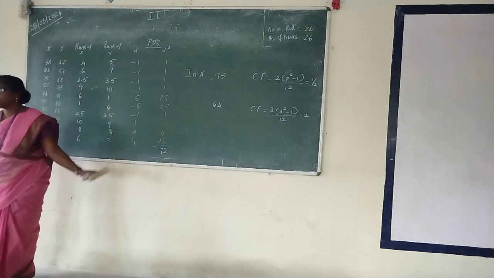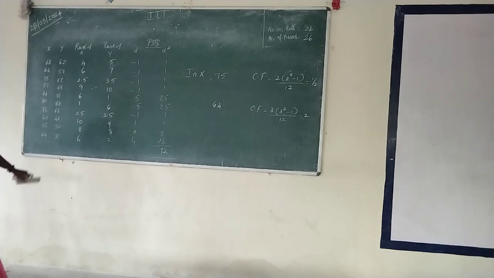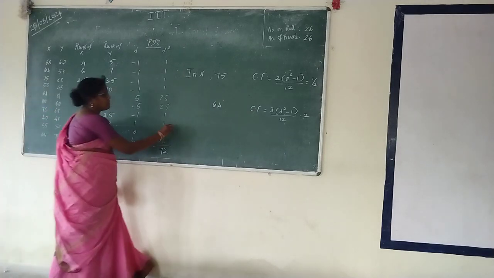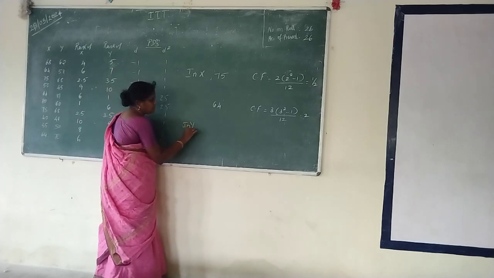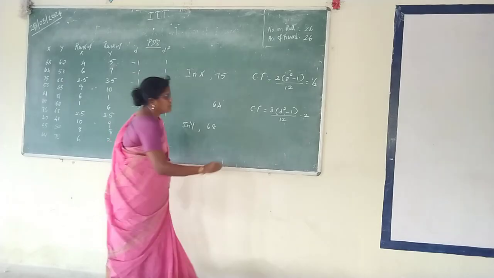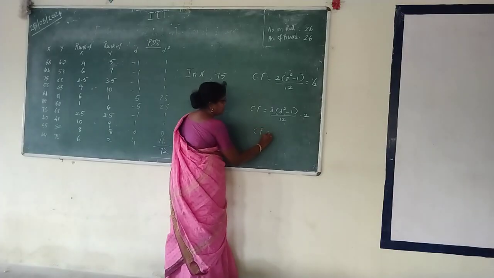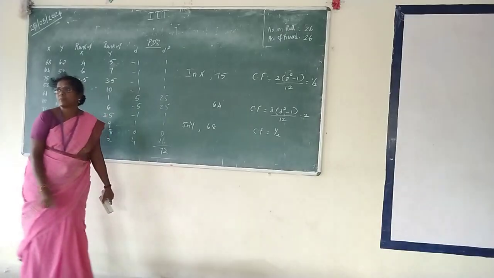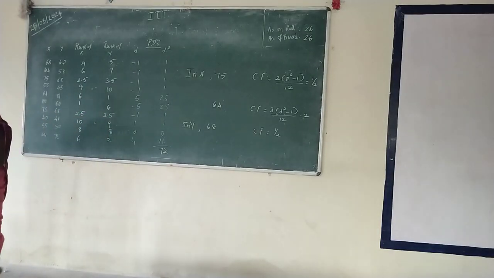In y, what is the repeated value? 68. How many times is it repeated? 2 times. So write, in y, 68 is repeated twice. So what will be the correction factor now? 1 by 2. Already you calculated for twice. For each one you have to find the correction factor separately.